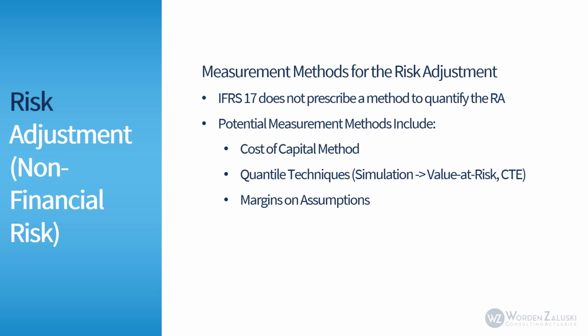IFRS 17 doesn't specify a measurement method for the risk adjustment, and it does not prescribe a method, but some potential measurement methods could include the cost of capital method, quantile techniques such as simulation, and then using the value at risk or a conditional tail expectation, or margins on assumptions, which was much like what was done under IFRS 4 with margins for adverse deviation, leading to provisions for adverse deviation on your balance sheet and in your reserves.